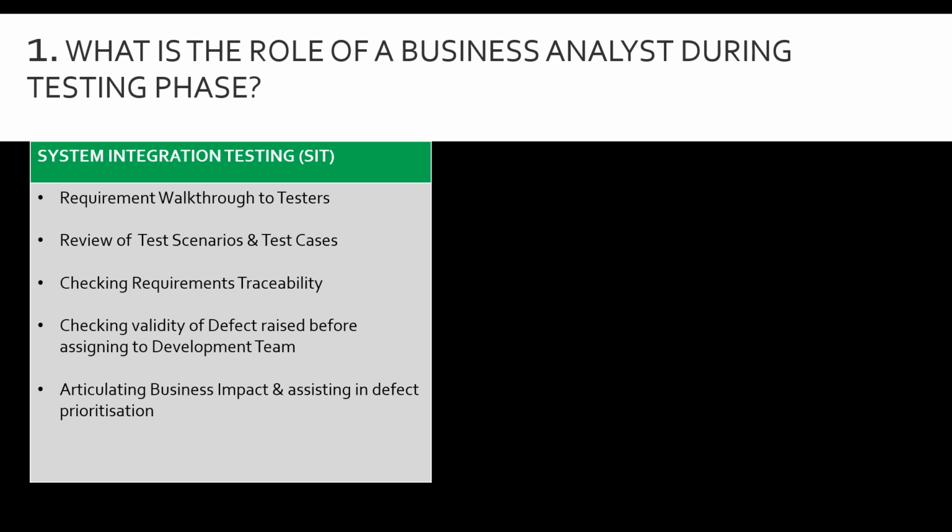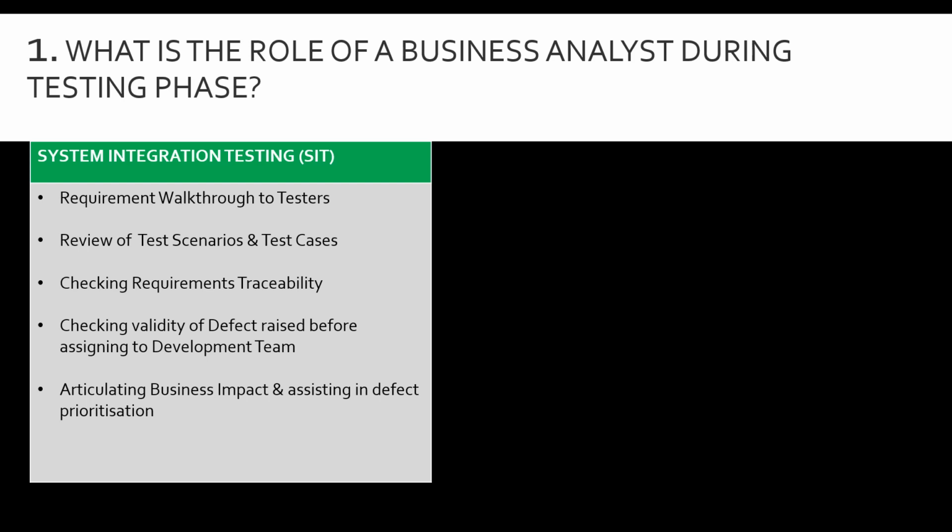We're going to talk more about this in the subsequent slide when we talk about the requirements traceability matrix, but here this step is done to ensure that all the requirements have a corresponding test scenario or test case. And then the other key role is when the test execution happens. Once a defect has been logged by the testing team, it is assigned to the business analyst first to ensure that the defect is valid before it gets assigned to the development team.